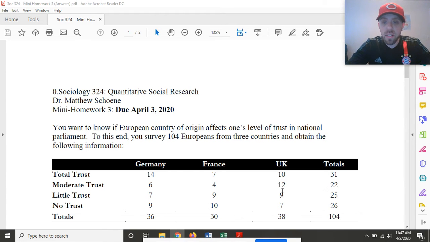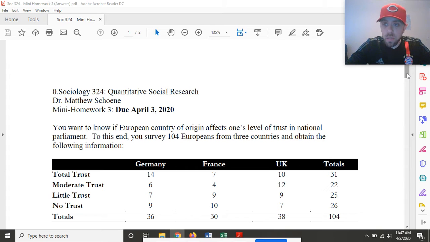So let's look at what we have here. Country that somebody was born in: Germany, France, United Kingdom. That is clearly a nominal variable. There's no inherent mathematical meaning behind that. We are just measuring differences in type, not in amount. And then total trust, moderate trust, little trust, no trust. That can be rank ordered, but we can't mathematically treat it the way we would a continuous variable. So that's an ordinal level of measurement.